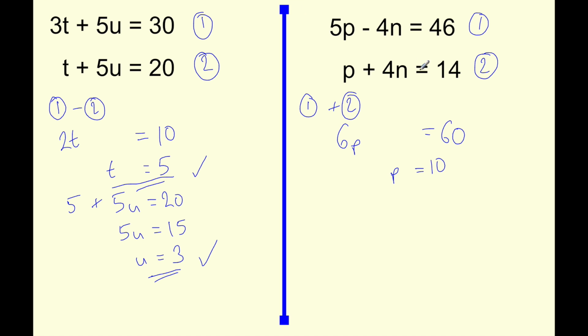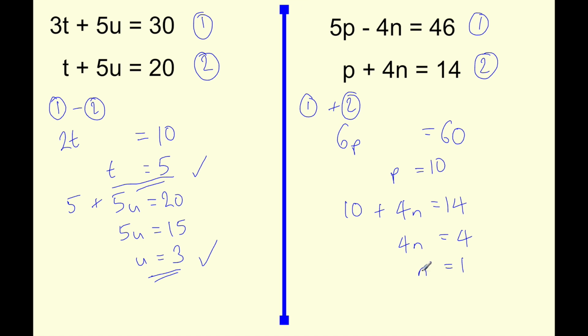Just as before, we can substitute it in. So we have 10 plus 4n is 14. Okay, so just taken from equation 2 there. So solving this simple equation, 4n will therefore equal 4, so subtracting 10 from both sides. And if 4 lots of n is 4, one of those n's will equal 1.